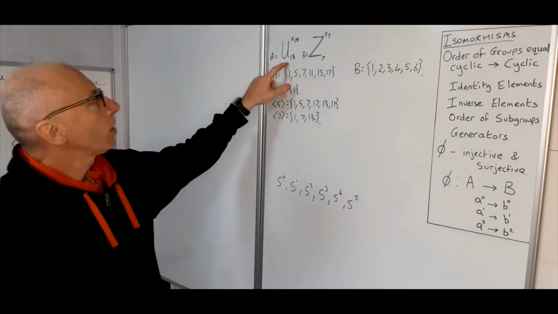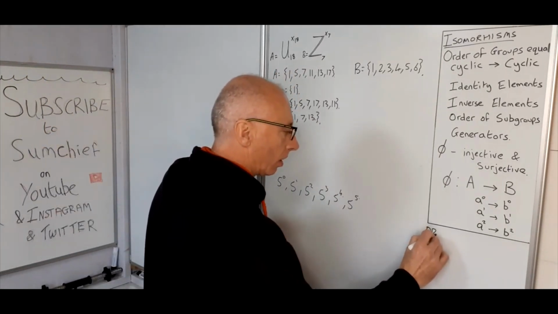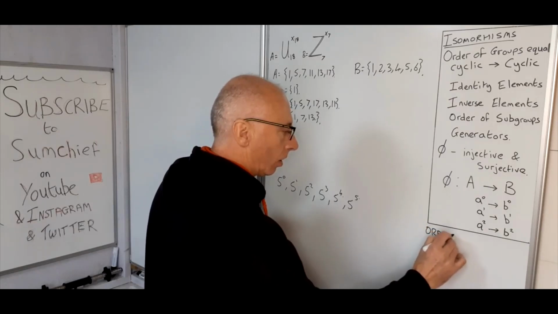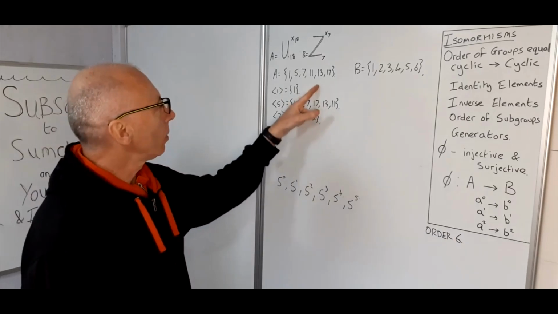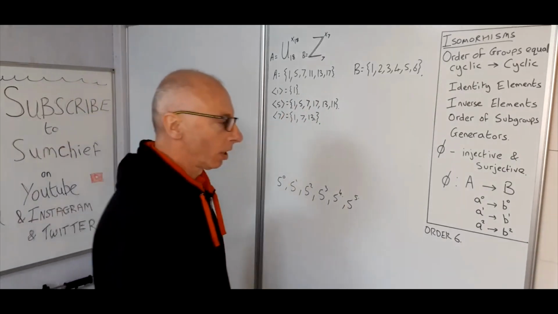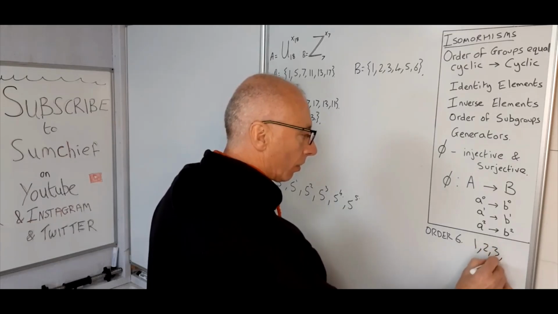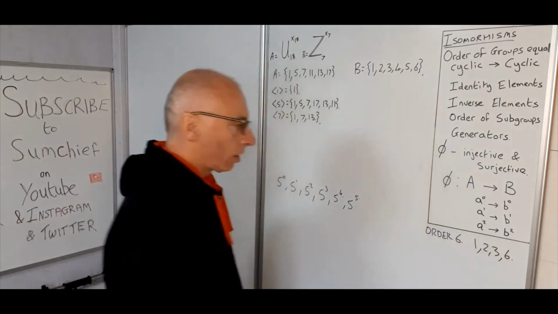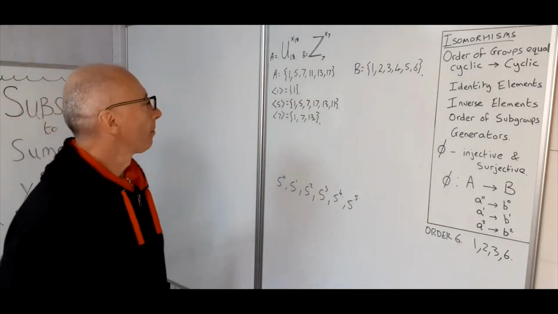Now, as these groups are of order 6, if we take the factors of 6, that should give us the orders of all our subgroups. So the factors of 6 will give us 1, 2, 3, and 6. So we should find subgroups of those orders.